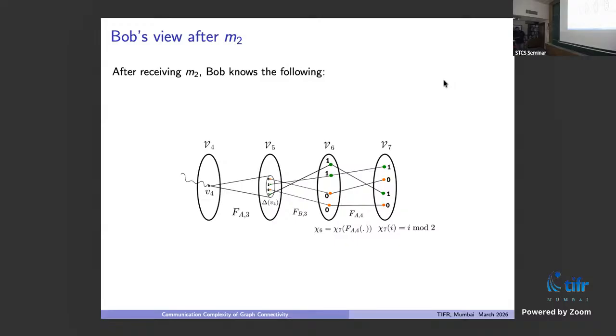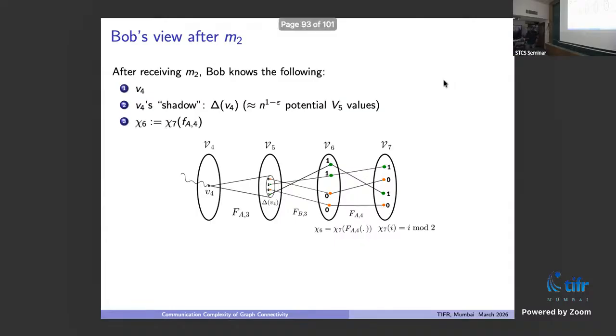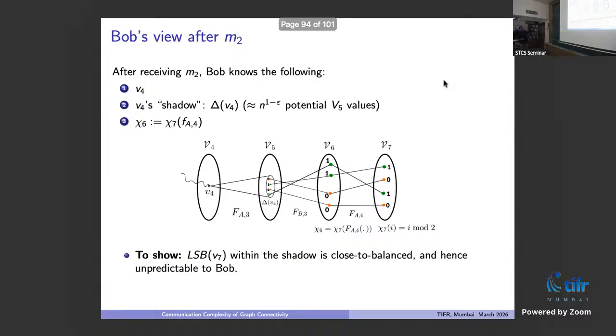So Bob sees that, this is delta of V4, the shadow of V4, so to say. He knows V4, he knows the shadow of V4, which is like the n to the 1 minus epsilon potential V5 values. And possibly he knows the coloring here, but due to the randomness in FB, he's going to see an unpredictable coloring of this set. So that's the intuition. As I vary FA and FB, I get unpredictable colorings at this, which means he cannot say whether the parity of V7 is going to be 0. So you need the randomness in the next 2 layers to percolate.